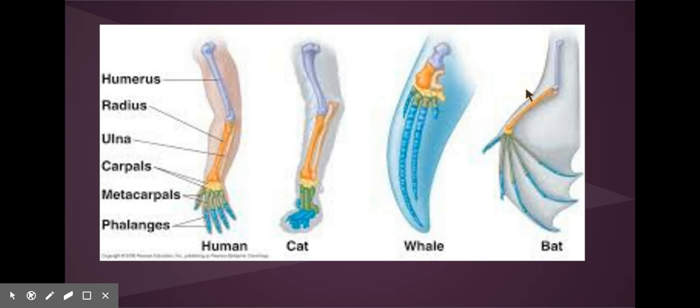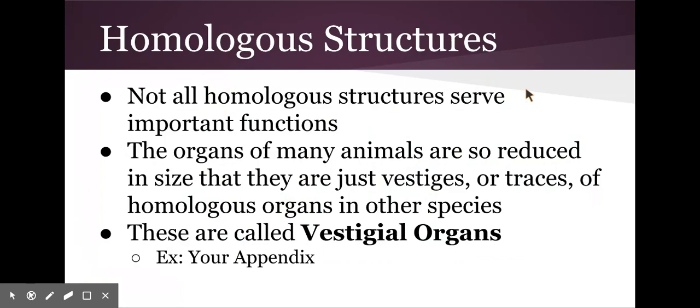Here's another one where we're looking at the human arm with a cat forearm, a whale flipper, and a bat wing. And they all have the exact same bones. We even call them exactly the same thing: a humerus, a radius, an ulna, carpals, metacarpals, and phalanges. And as you can see, they do have different purposes. Evolutionarily, we've used these different bones in order to create the purpose that we need them for. And so we do see different shapes as well.